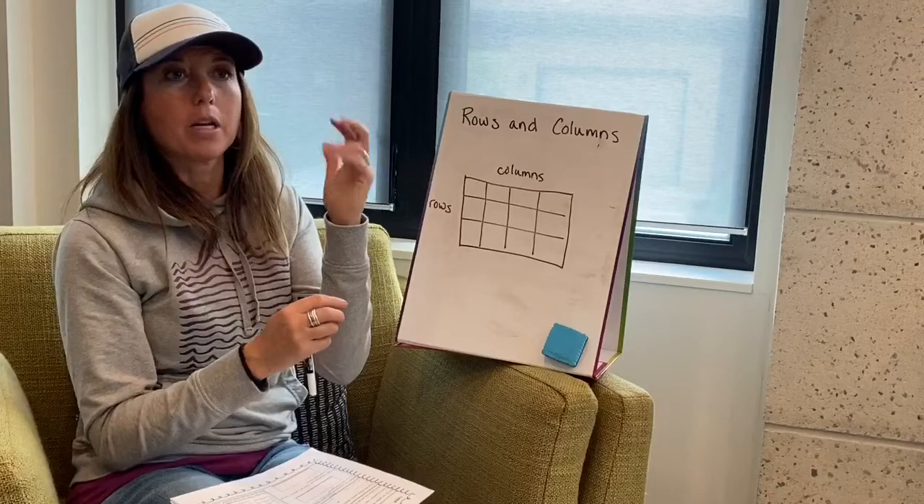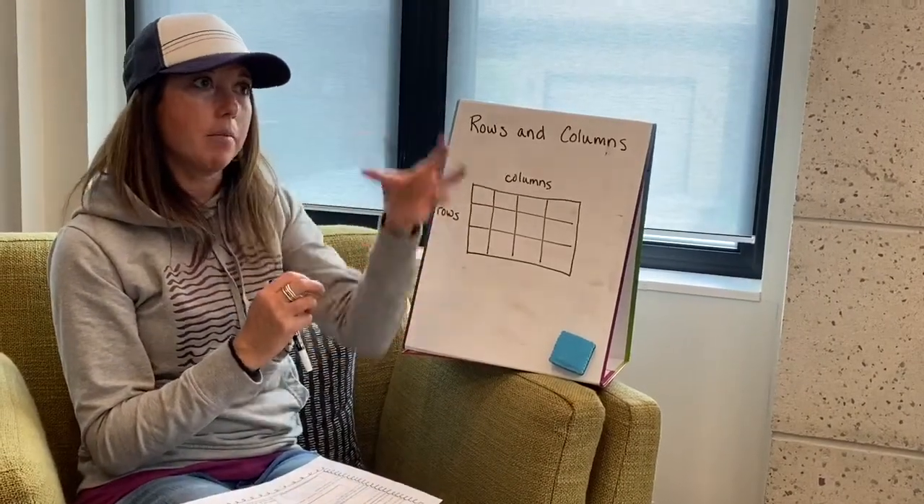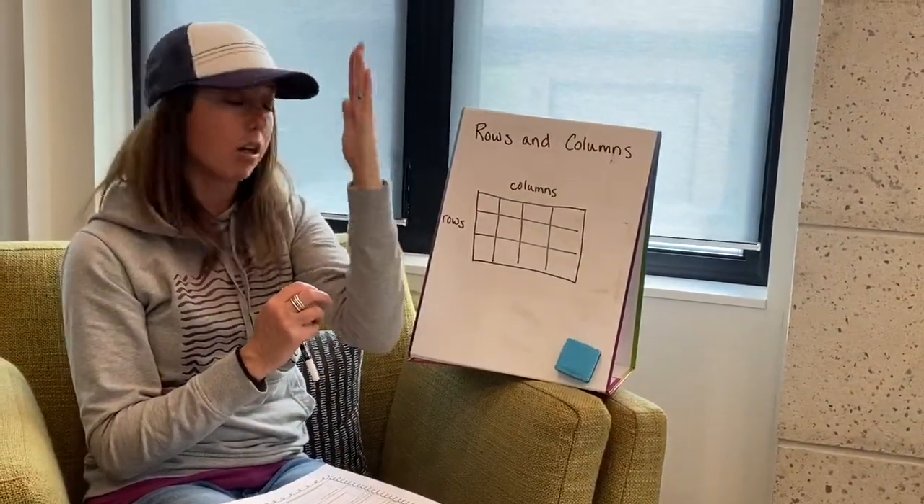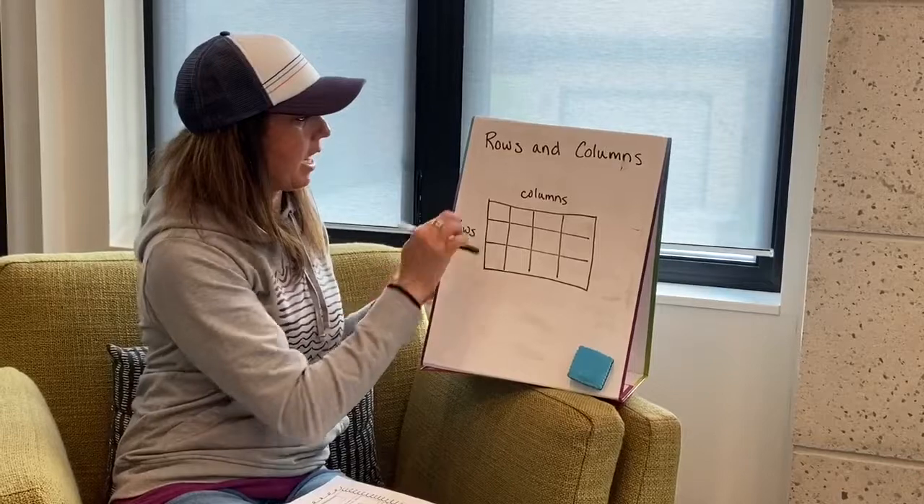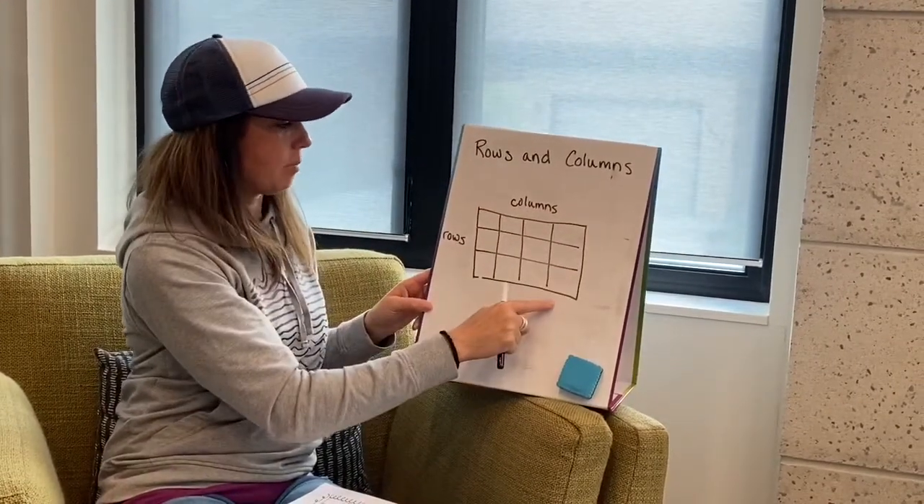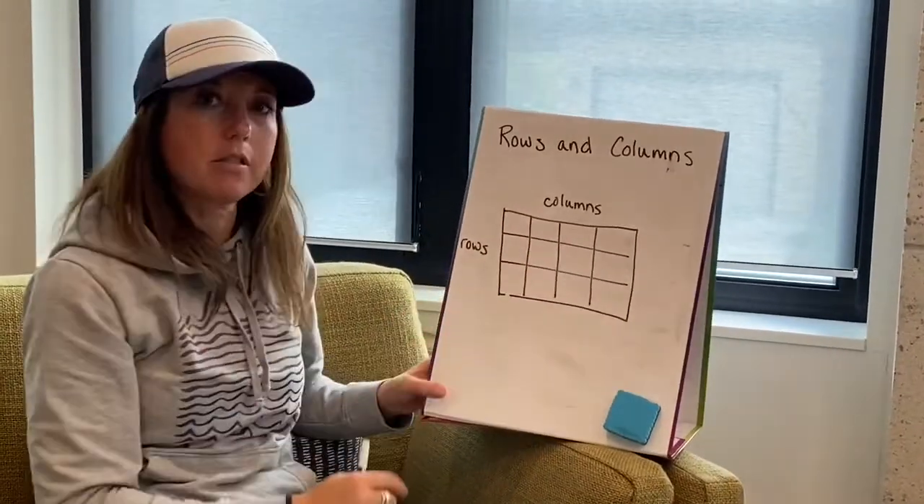Columns go straight up and down. I always think about maybe the White House and how they have those big white pillars in front, and those go straight up and down. Those are like columns. So this particular array has 1, 2, 3, 4 columns. So there's 3 rows and 4 columns.